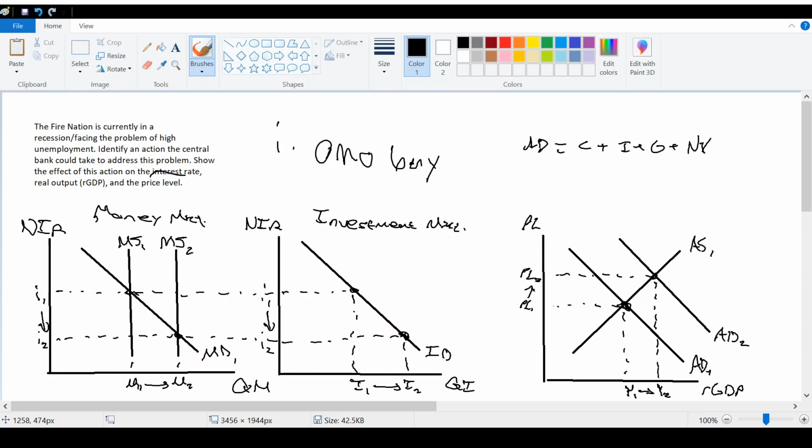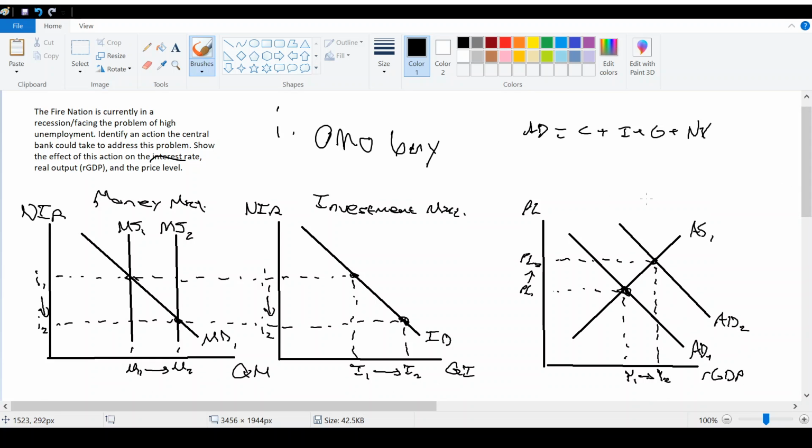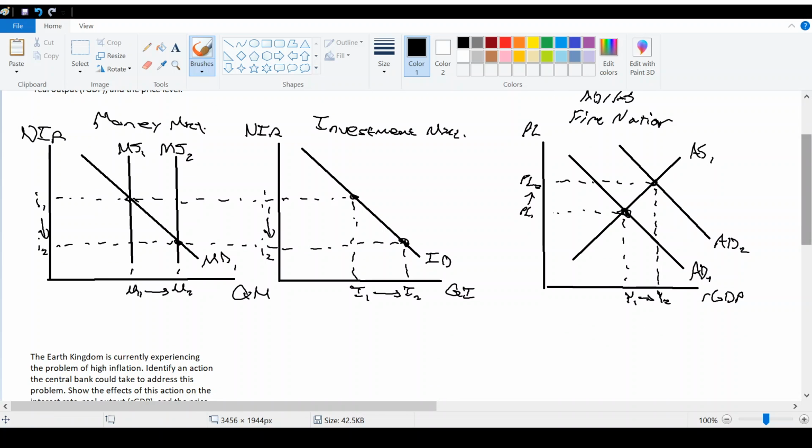All right, so that's all the graphs. I don't think you really need a title for this one. Sometimes I put like AD/AS. You could just put Fire Nation here, like the name of the country and the problem. Yeah, so those are our graphs. These will be the same graphs every single time, as long as you're doing expansionary policy. So these never change. So macro has a lot of that. You memorize a procedure and then just spit it out.